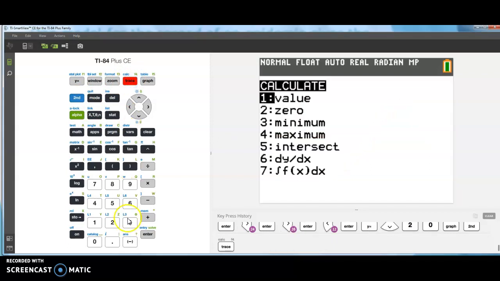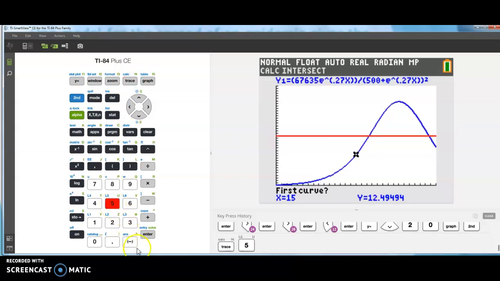Second trace, calculate an intersection. First curve, enter. Second curve, enter. And then I want to move this to where that first intersection point is. Enter. And it's at 17.4. So they're going to start needing help on the 17th day.